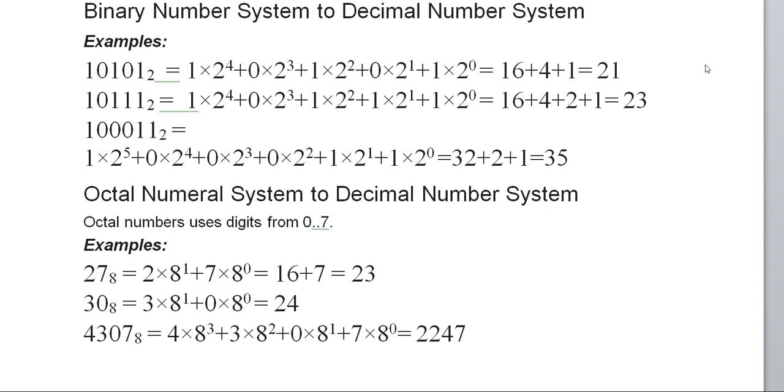Good morning, class. Today I am going to continue chapter number 1. In the previous two videos, we discussed the different types of number systems: decimal, binary, octal and hexadecimal. We have also discussed how one number system is converted to another. In today's class, I am going to discuss some other kinds of conversions.